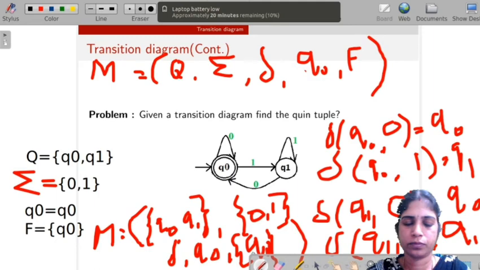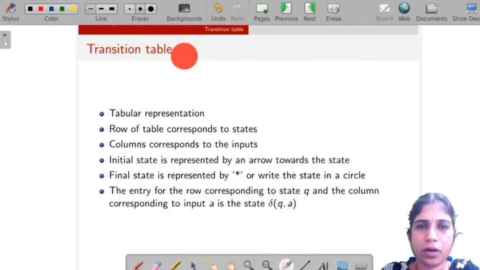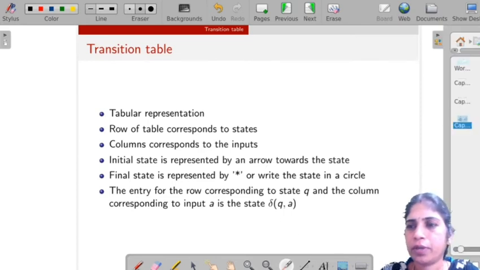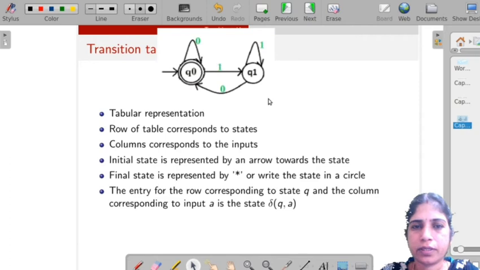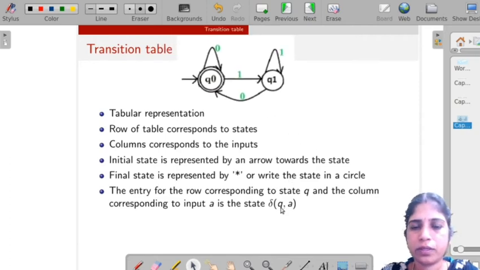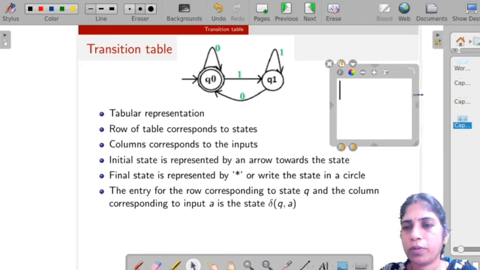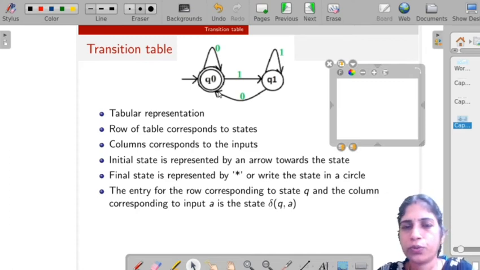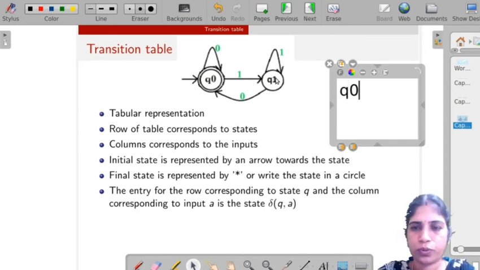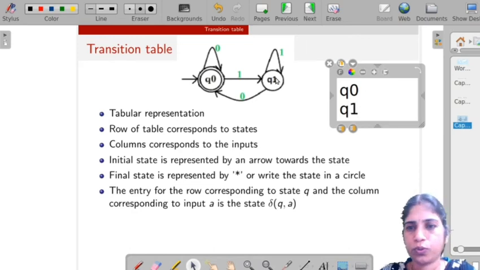Next method is transition table. How can we represent a finite automata using transition table? We can take the previous example. Transition table is a tabular representation. That means there are a number of rows and columns. Rows represent the states and columns represent the inputs. Here there are two states, so there are two rows, q0, q1.